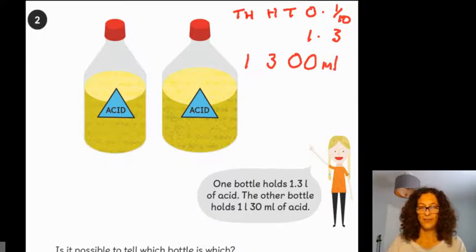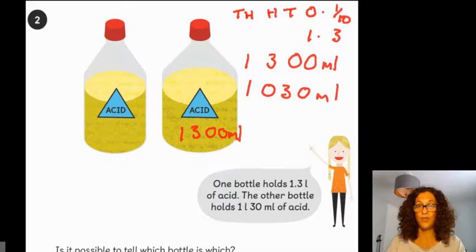Which bottle of acid do you think holds 1,300 millilitres? And which one do you think holds 1,030 millilitres? Yes, you're right. This one holds the 1,300 because the bottles are the same height, but this one is wider, which tells us that this one holds more volume and this one holds less. So this one must be 1,030 millilitres.